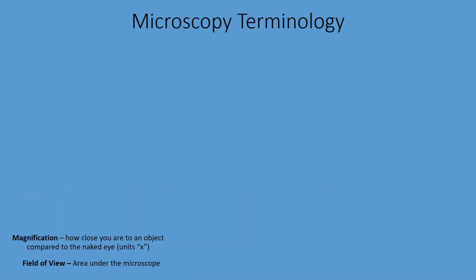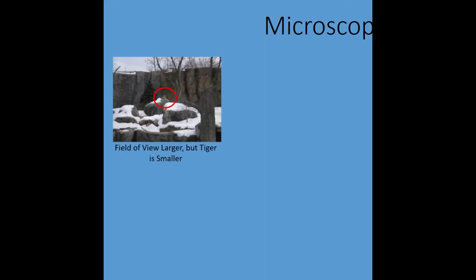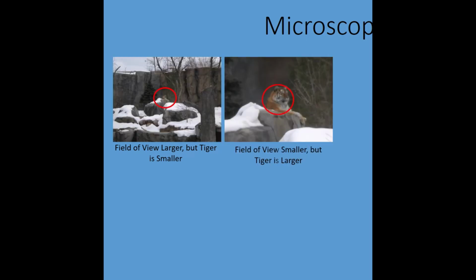I'm going to start off with something simple, such as a photo. Here's a picture of a tiger that I took at the Columbus Zoo many years ago. You'll notice the field of view, which in microscopy is the area under the microscope, but in this photo is the exhibit itself. You'll notice the field of view is pretty large, but the tiger itself is smaller. But if I were to zoom in and magnify that tiger, the field of view gets smaller. And that's a relationship that we see between the field of view and magnification. As the field of view decreases, your magnification increases.